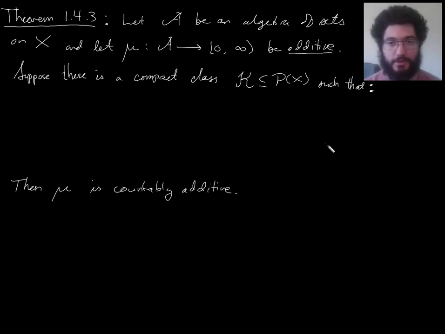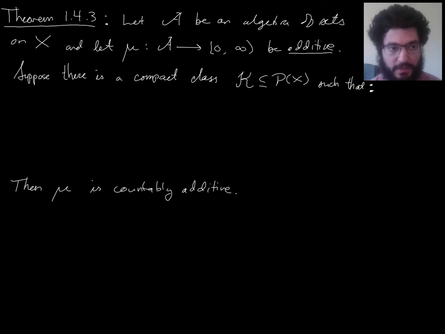So here's the actual purpose of compact classes, is to help us describe this criterion for when an additive function is actually countably additive. So theorem 143, let's say you have an algebra of sets on X, and assume that you have an additive, non-negative function mu on A. So two things to pay attention to that are needed: non-negative, additive. Then suppose you have a compact class, fancy K, of subsets of X such that something that I'm going to tell you, a criterion, then if this criterion holds, then mu is countably additive.